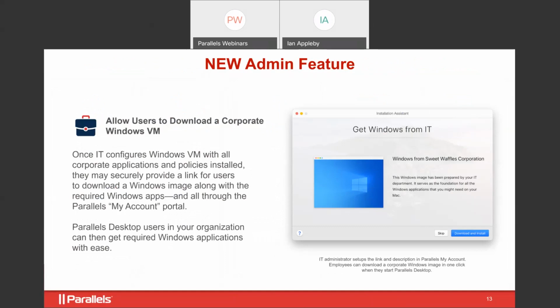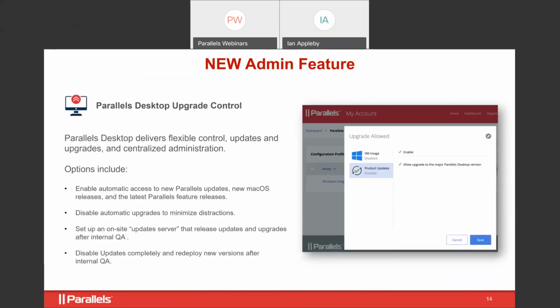New admin features, and this is a great one for IT admins. We now allow you to download a corporate Windows VM, a pre-configured virtual machine from the My Account portal on Parallels. So everybody gets the corporate Windows that you want them to receive in the way that you want it to appear, and with all of the policies that you have already applied. And that's a great addition to the features.